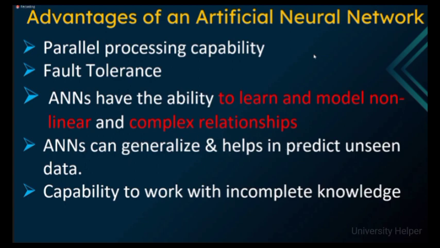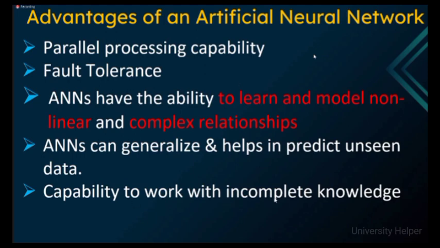ANN can generalize and helps in predicting unseen data. So it has not been trained. We have to train our model to get the expected results on unseen data. But ANN can be generalized for that with the help of the ANN. But there are some drawbacks as well to accommodating this ANN.